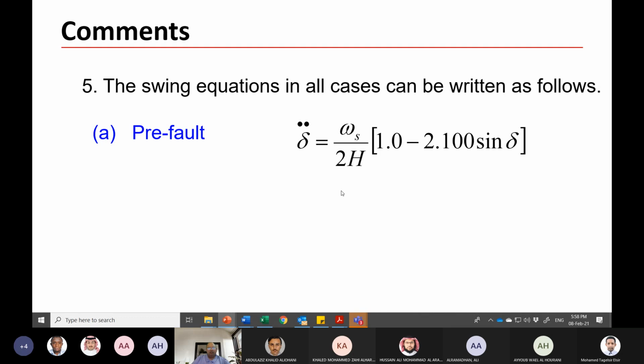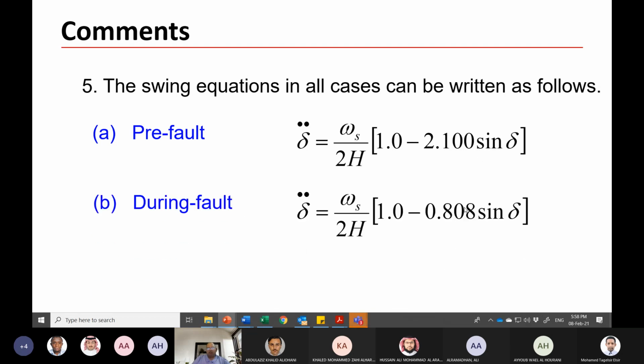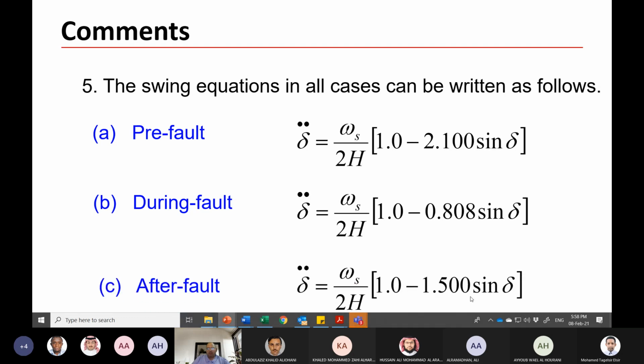Pre-fault, this is the equation of motion or swing equation: delta double dot equals P mechanical minus P electrical pre-fault, and then this is P electrical during the fault, and then this is P electrical after the fault. So these are the swing equations in each period.